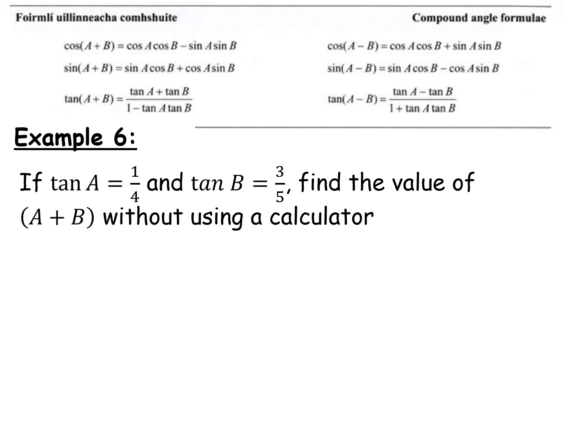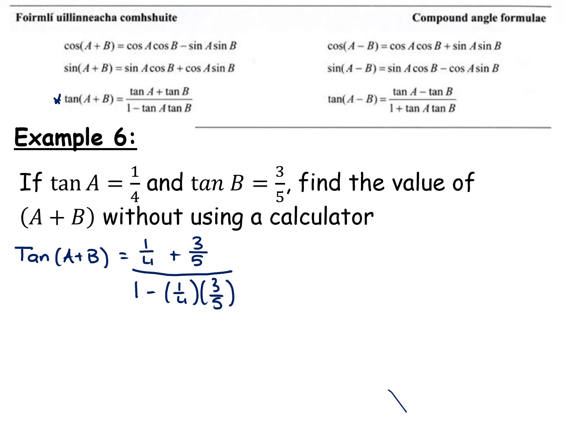So now they've given us a tan A and tan B. Find the value of A plus B without using a calculator. Again, we're dealing with tans and we're dealing with compound angles, A plus B, so we're going to work off this. So we have tan of A plus B is going to be the tan of A, which is a quarter, plus the tan of B, which is 3/5, all over 1 minus a quarter times 3 over 5. That gives us the tan of A plus B.